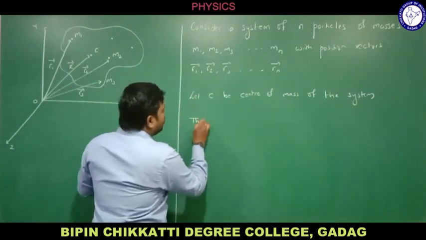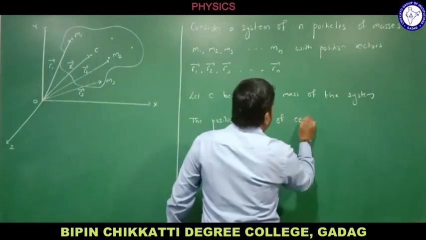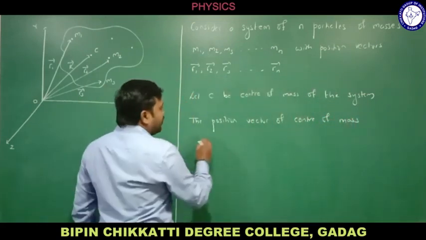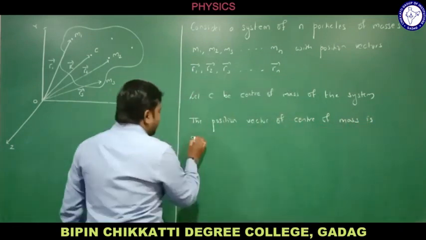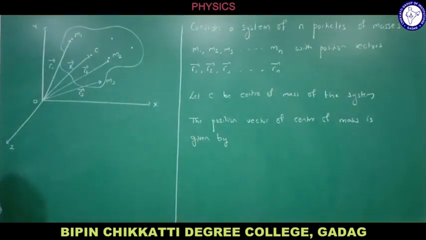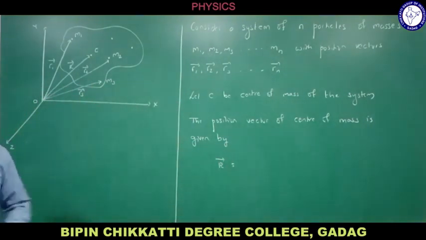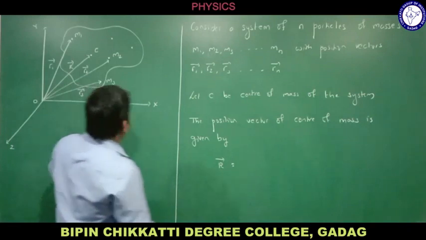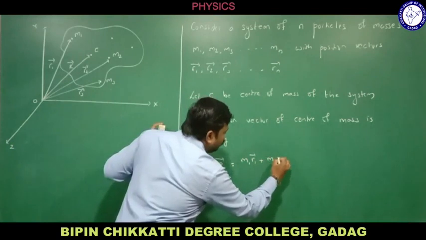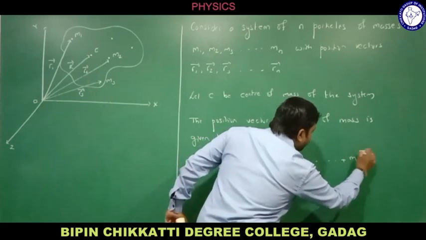Then the position vector of the center of mass is given by, how to write it? Let us check. That is R vector equal to, how is it defined here? What is the mass of the first particle? m1 position vector r1, plus m2 position vector r2, plus dot dot till mn position vector rn, right?